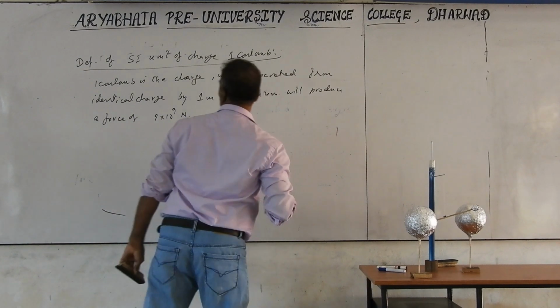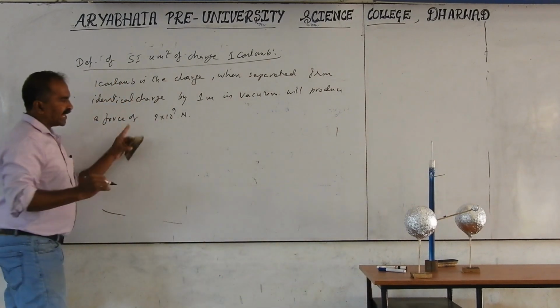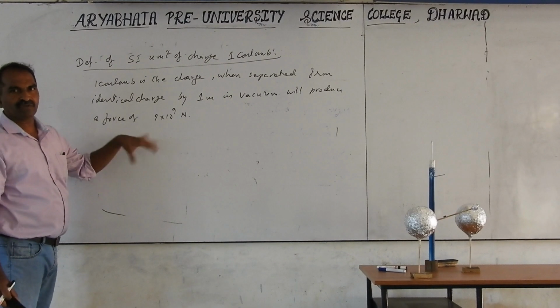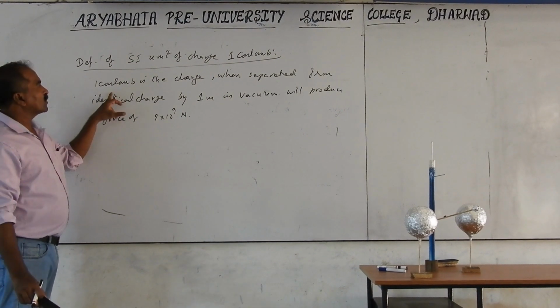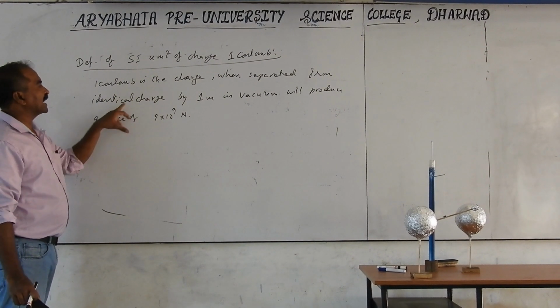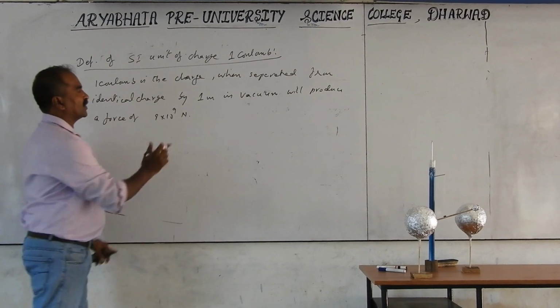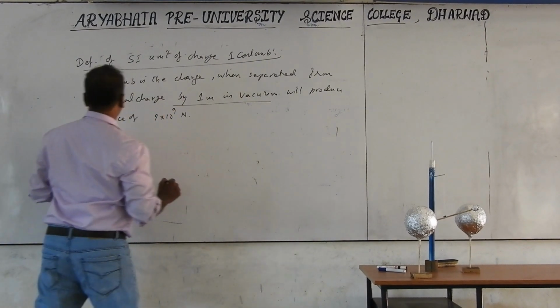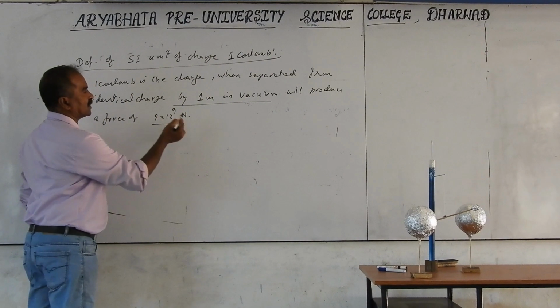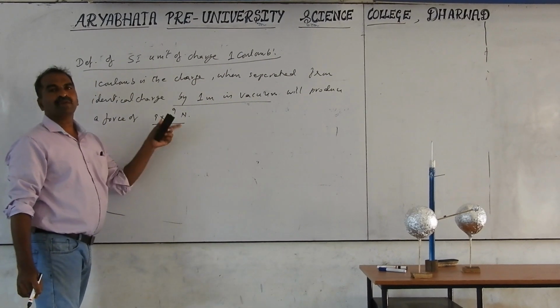If they ask the definition of 1 coulomb, write only this part. Expression is not required, and explanation is not asked. That is only for understanding. 1 coulomb is the charge when separated from an identical charge by 1 meter in vacuum will produce a force of 9 into 10 to the power of 9 newtons. Instead of saying it will produce, you can say it will experience a force.